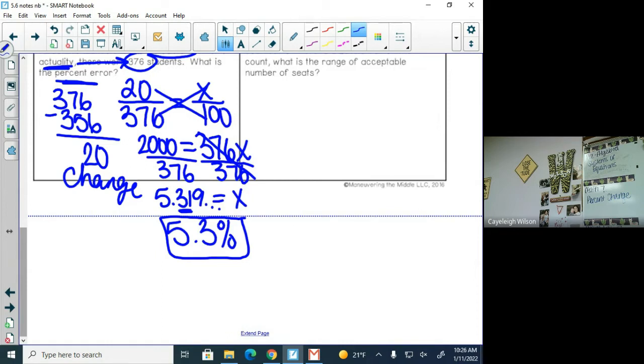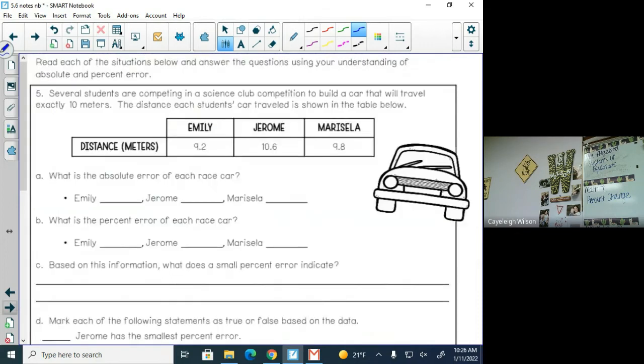All right, we're gonna skip number 2, and we're gonna move on to the back, and then we're gonna eventually come back to number 2, so don't scribble it out. All right, so we're flipping over to the back here, and it said, read each of the situations below and answer the questions using your understanding of absolute and percent error.